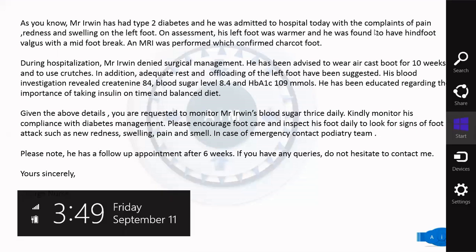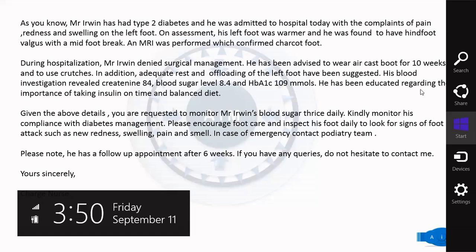Then about during hospitalization, Mr. Irwin denied surgical management. He has been advised to wear an air cast boot for 10 weeks and to use crutches. In addition, adequate rest and offloading of the left foot have been suggested. His blood investigation revealed creatinine 84, blood sugar level 8.4, and HbA1c 109 mmol. He has been educated regarding the importance of taking insulin on time and a balanced diet. If you look into the hospitalization details given in the question, all these things are done during the hospitalization or during the hospital stay.